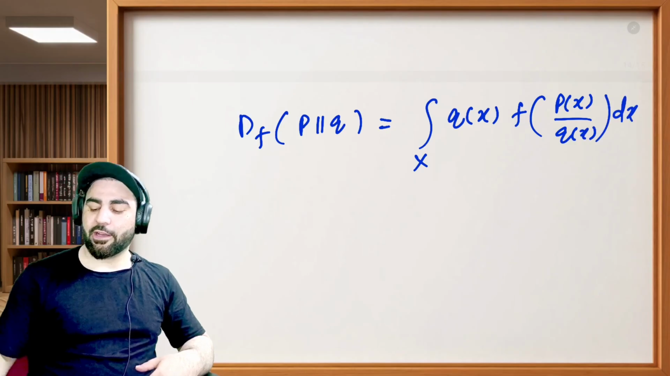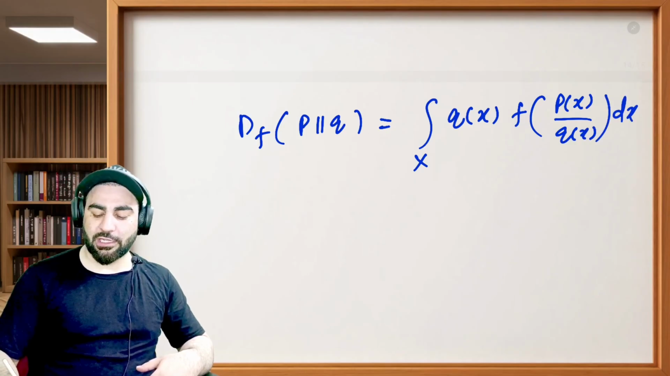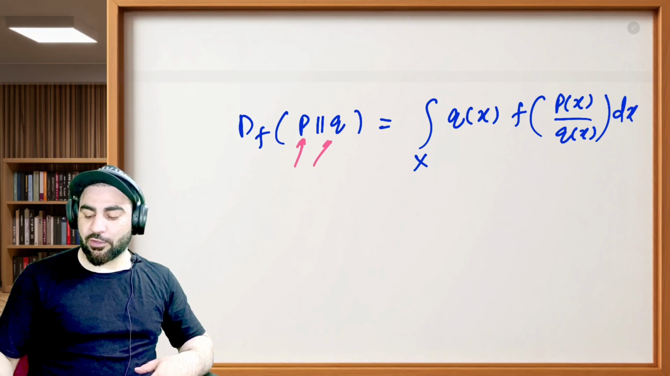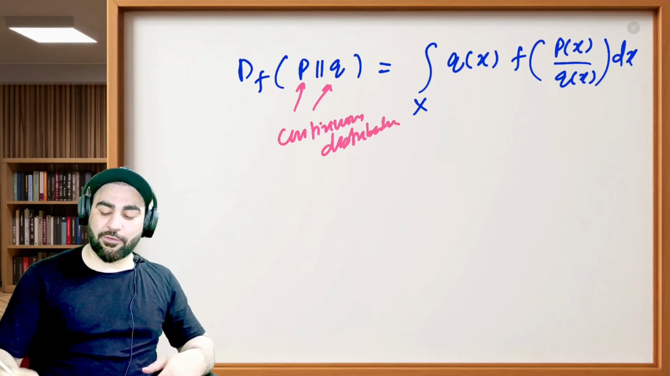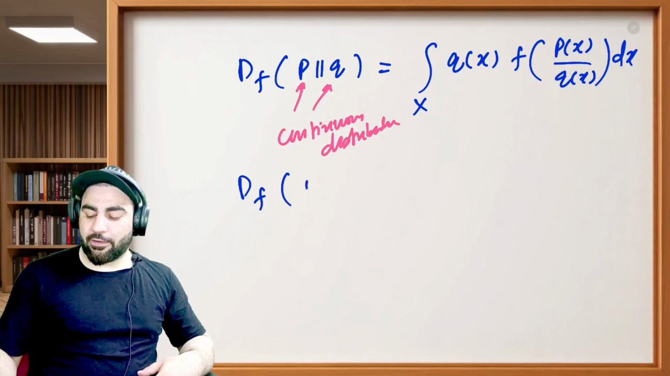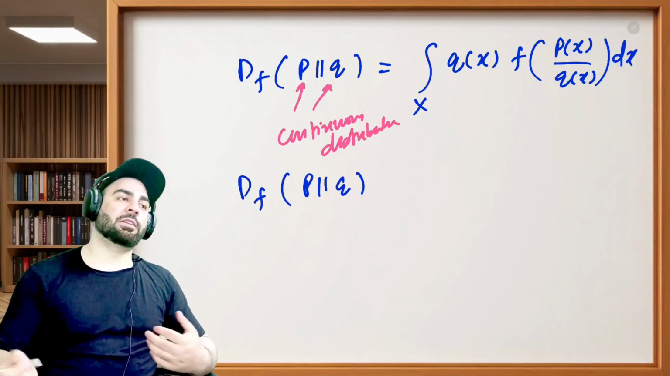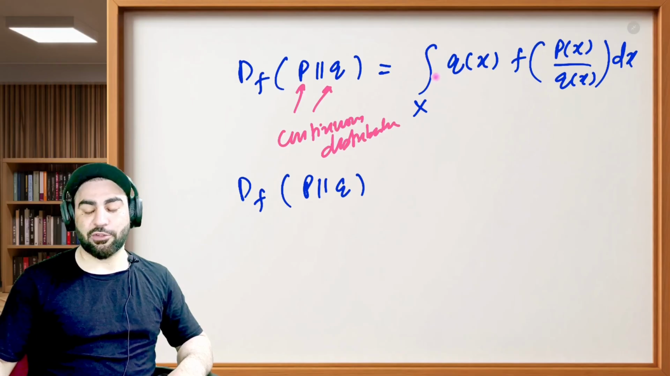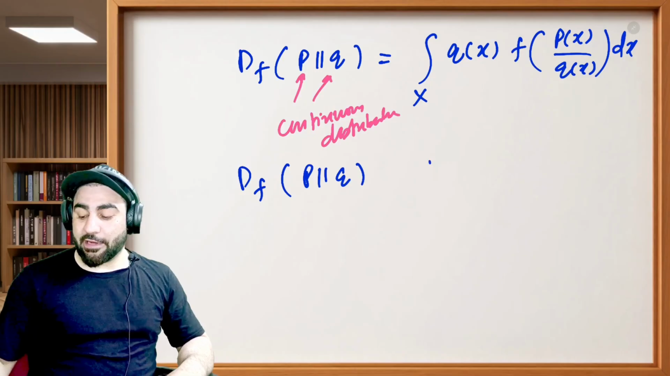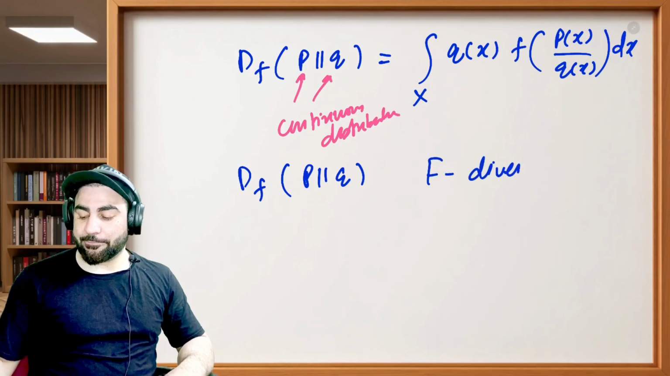So if you have this P and Q, and these distributions are continuous. You know that distributions can be discrete or continuous, and we have read in probability that if P and Q are discrete distributions, we'll change this integral into summation, and the rest will follow like that. And this is called f divergence, as I wrote in the heading.